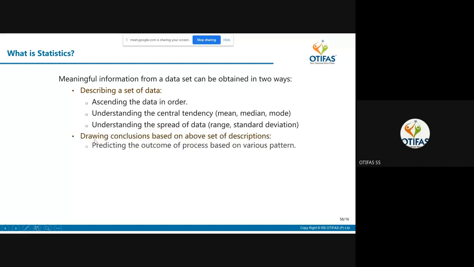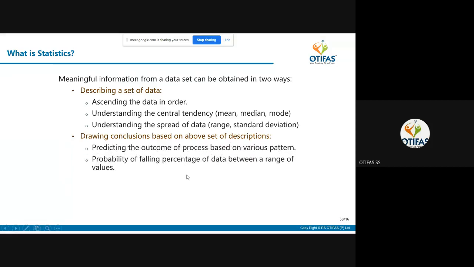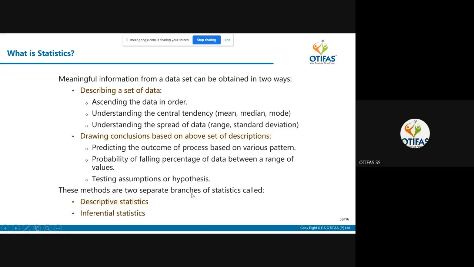And the second set is called drawing conclusions. You are predicting the outcome based on various patterns, then the probability of a percentage of data falling between a range of values. That's why we say NDA may get 340 to 350 seats, or maybe 280 to 300 seats, likewise. The range of values, then testing assumptions or hypotheses. All these things are called inferential statistics. So these two separate branches of statistics are called descriptive and inferential.